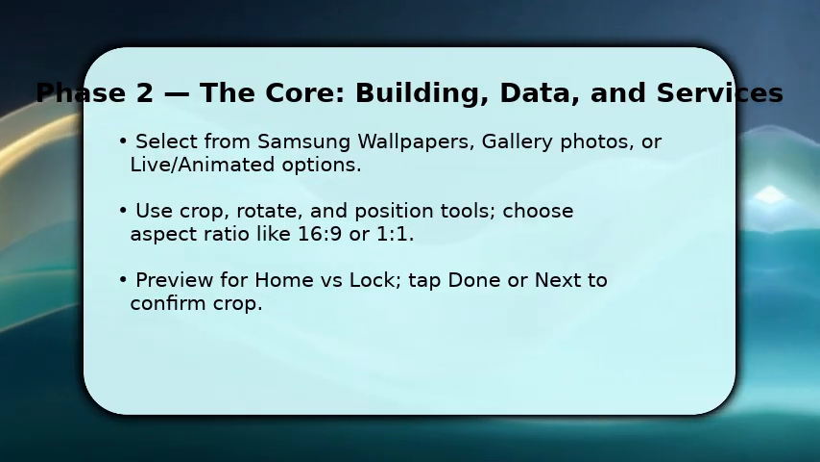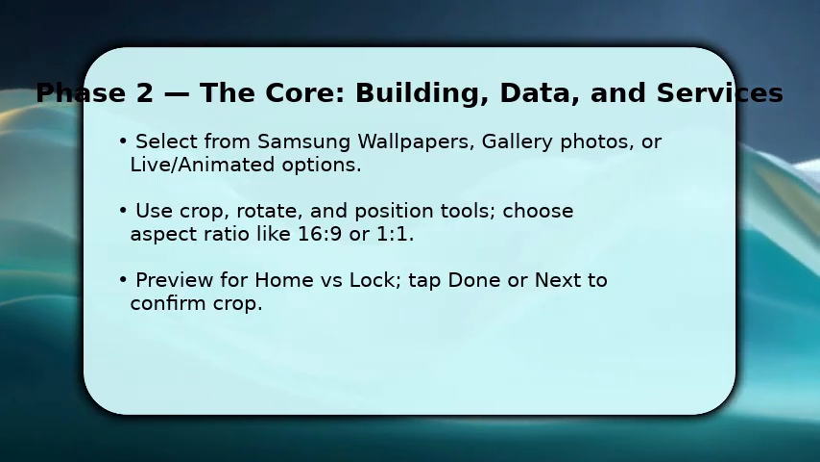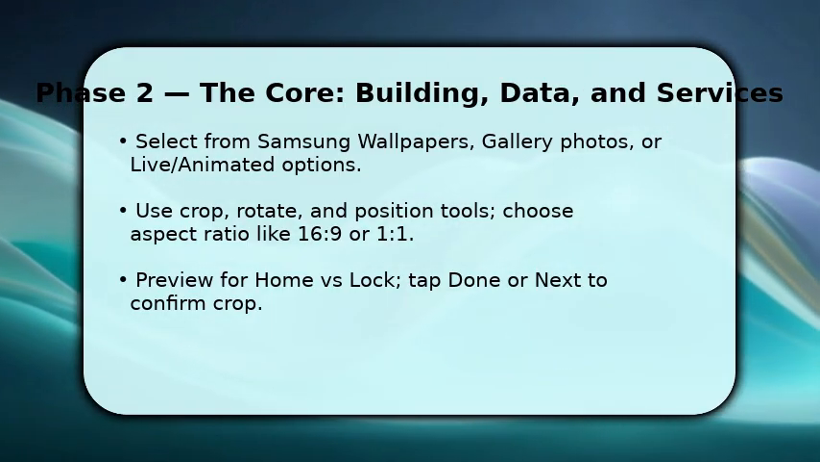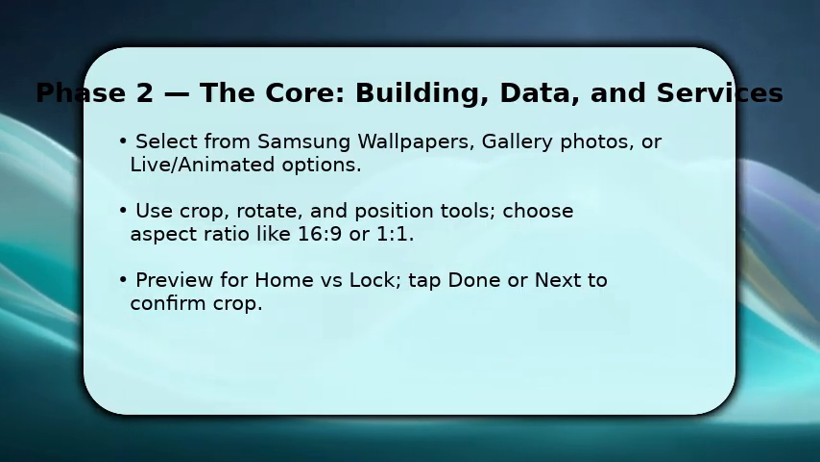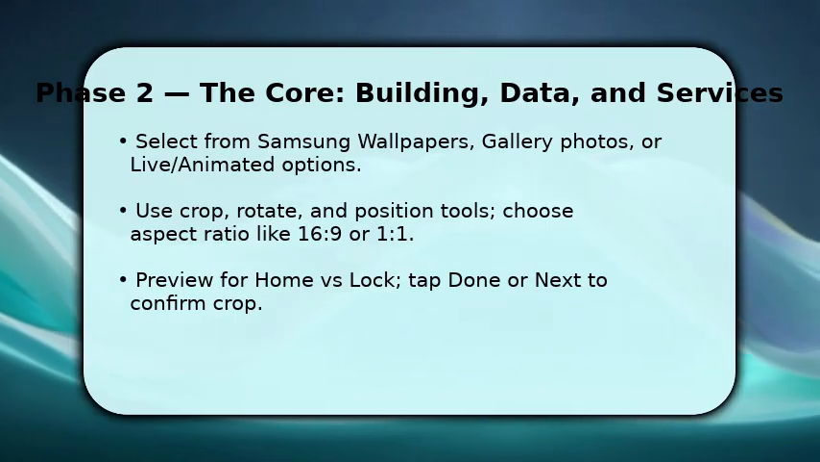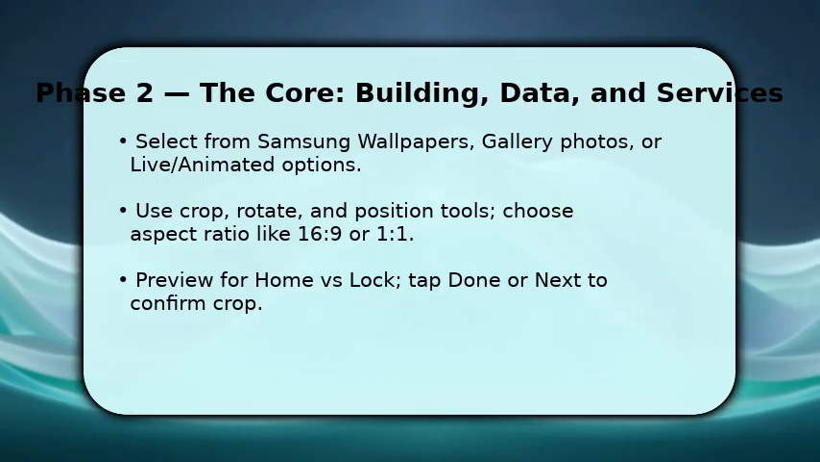You'll crop and position the image, use pinch to zoom and drag to frame, choose an aspect ratio such as 16:9 for landscape. Once done, preview how it looks on the selected screen. If you see unwanted cropping, adjust the zoom or switch orientation. Once satisfied, tap Done or Next to proceed because that saves your edits.